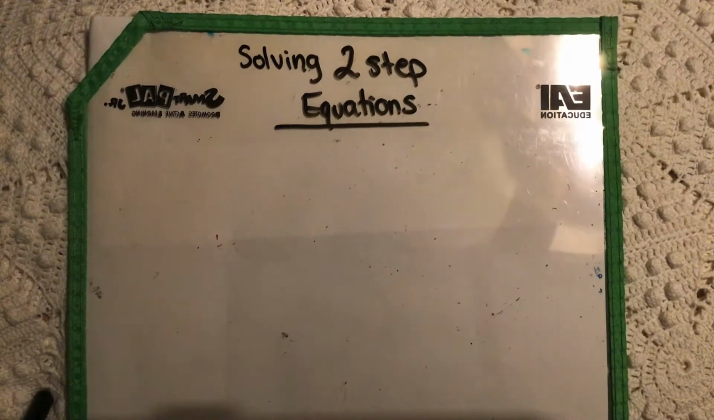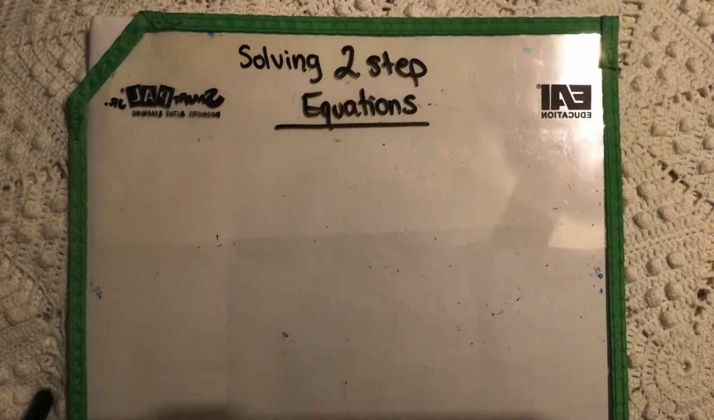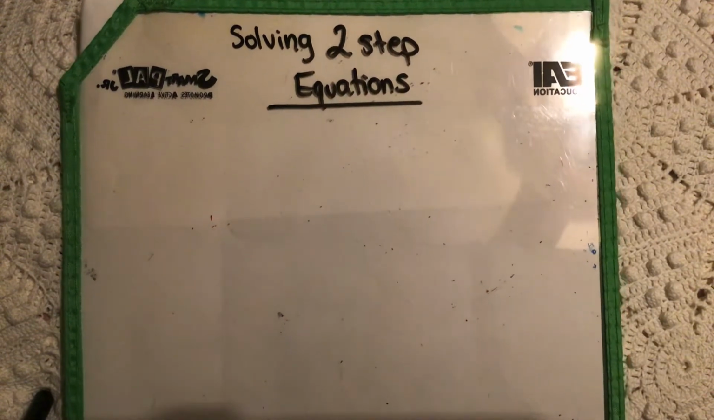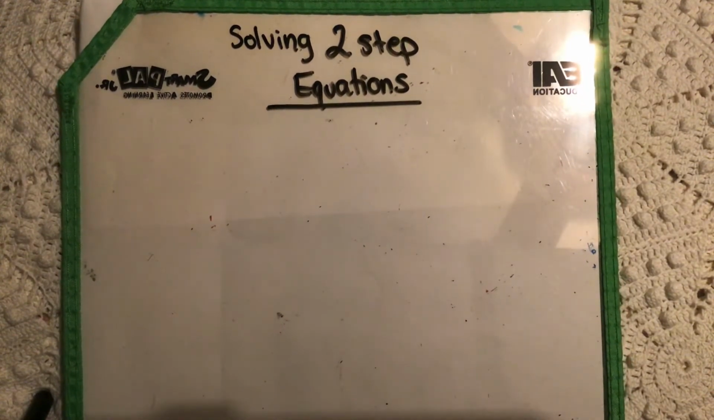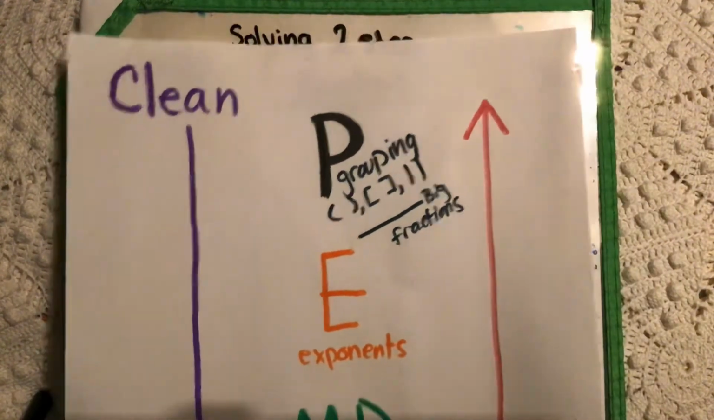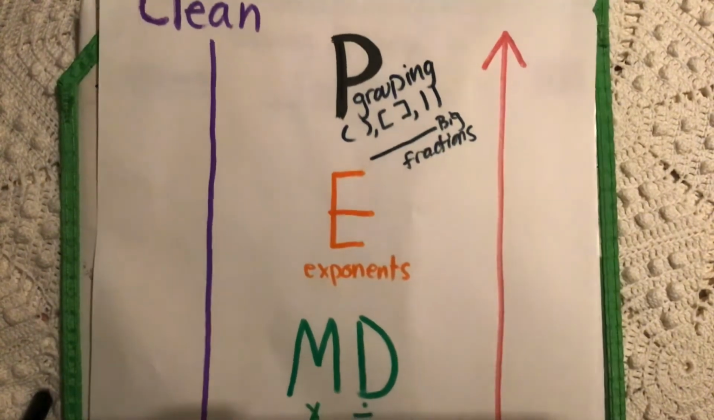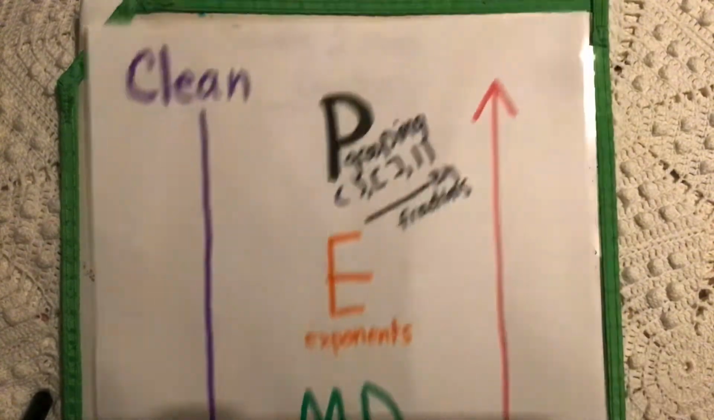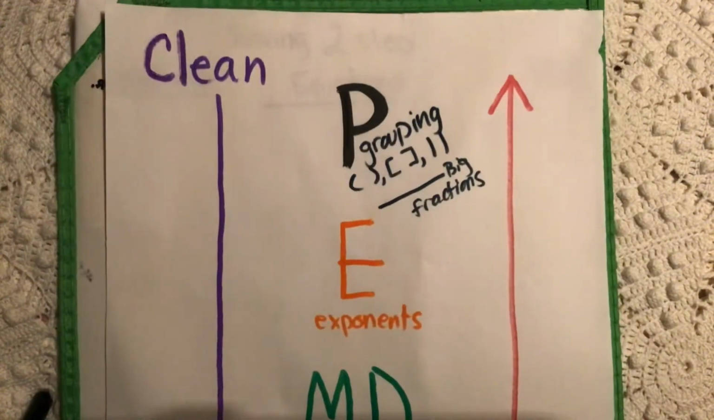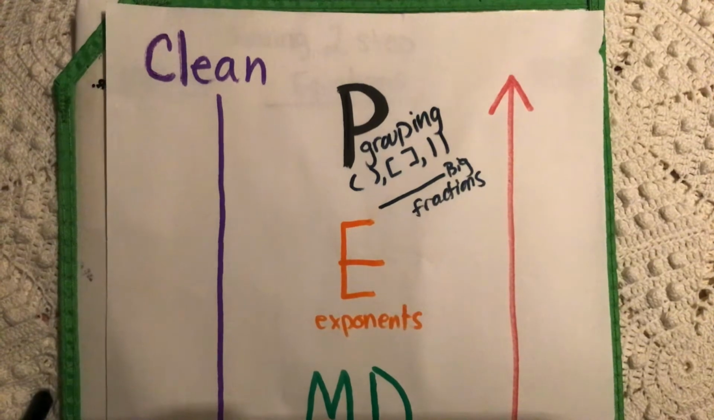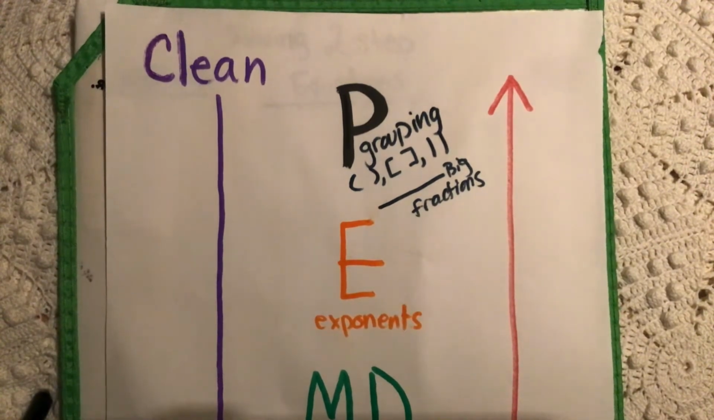So we're going to be discussing how to solve two-step equations. And I have this little paper here that I definitely suggest that you write in your notes. You can see that we have the PEMDAS, where P is going to be any grouping symbol, where we have parentheses and brackets that I know that you're aware of. But in 8th grade, we also talk about absolute value bars and big fraction bars.